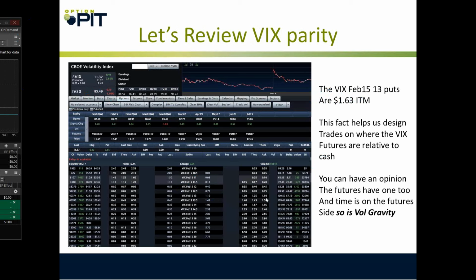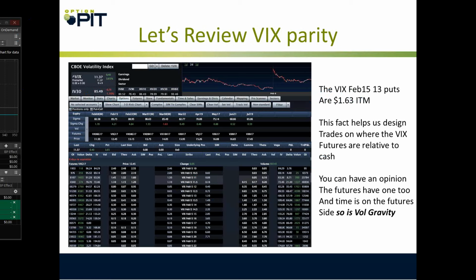Okay. The problem is the put's only trading for midpoint $1.05. Why is that? Would you want to pay $1.05 for something that's worth $1.63? So the normal response to that for everybody would be yes. Right? It's in the money. It is in the money to the future.